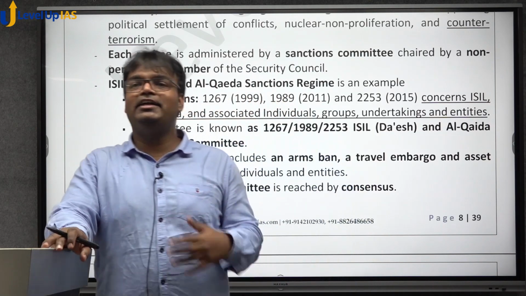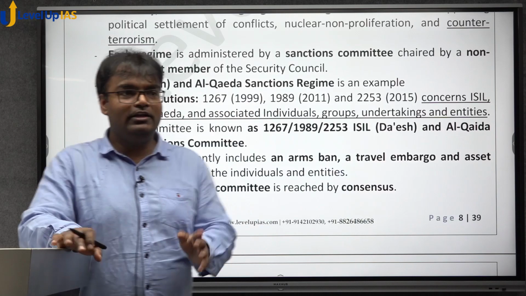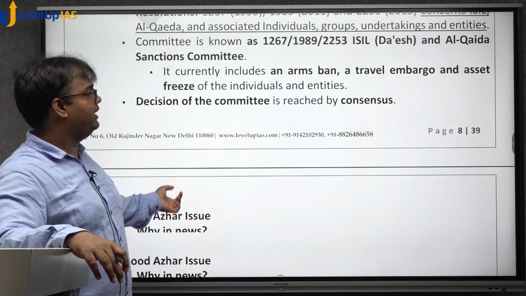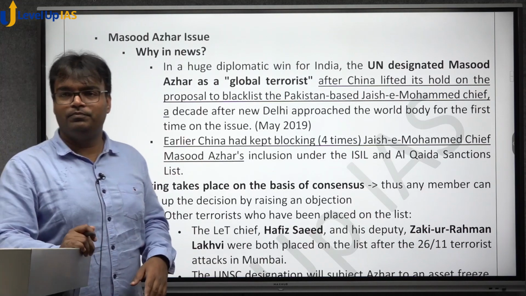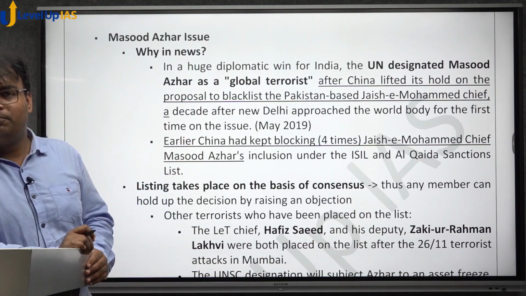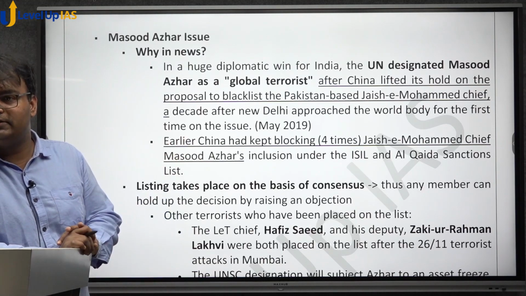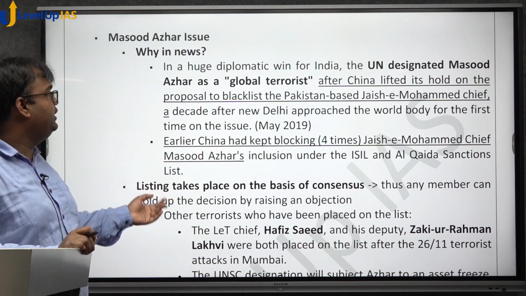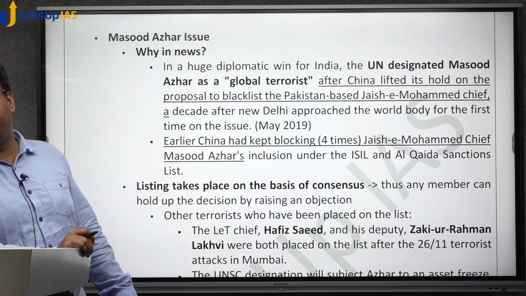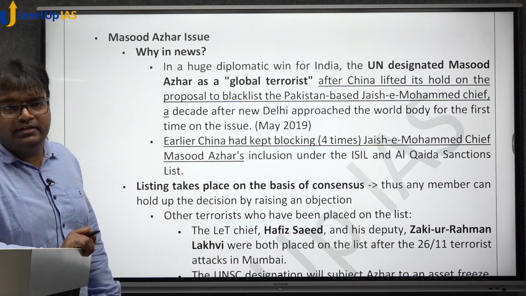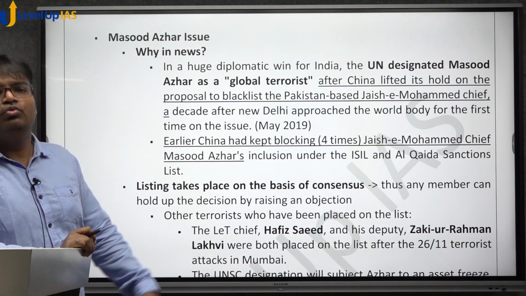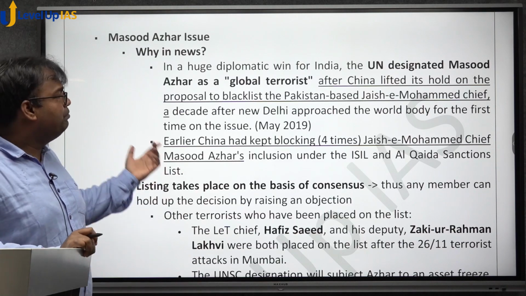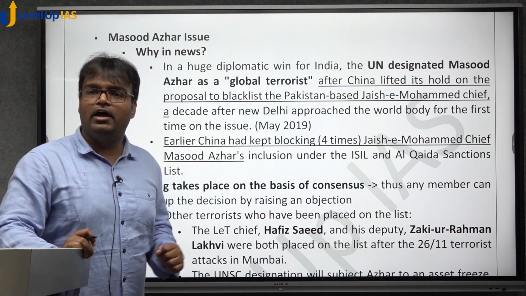So China had kept on holding. In the 4 attempts that India tried till 2019, China had kept on putting a stay on this. But finally in 2019, enough diplomatic pressure was put on China by India that China also agreed to remove that stay, and thus Masood Azhar was added under this sanction.